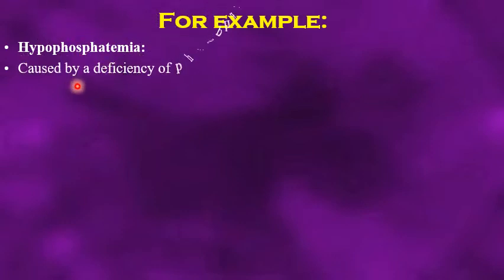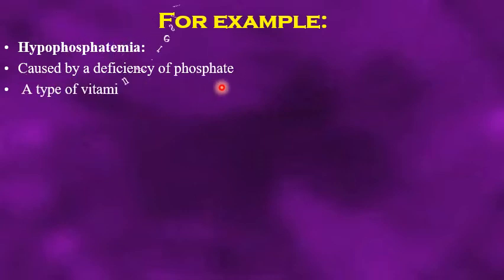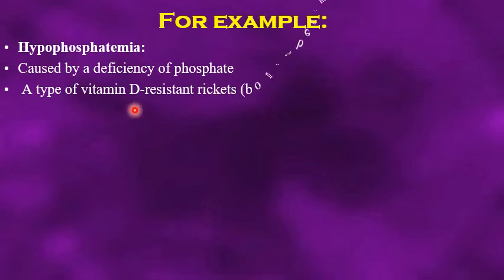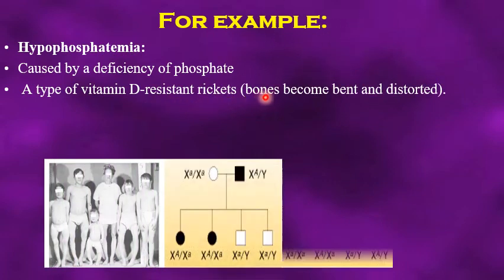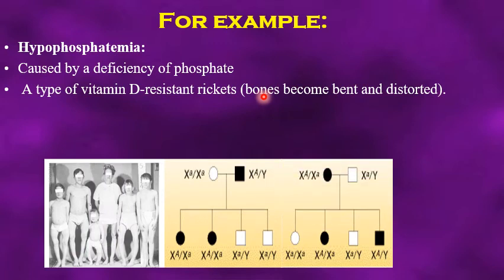Hypophosphatemia is caused by a deficiency of phosphate, and it is a type of vitamin D resistant rickets. Bones become bent and distorted.